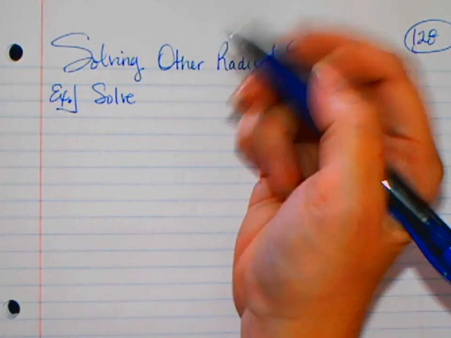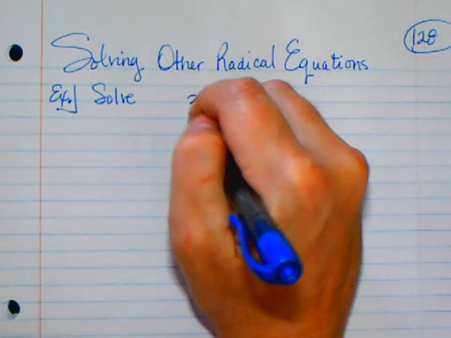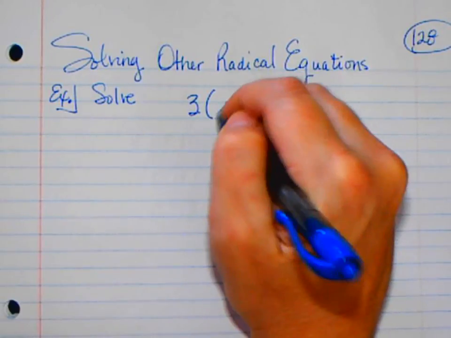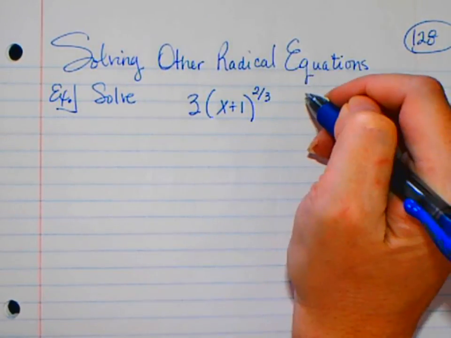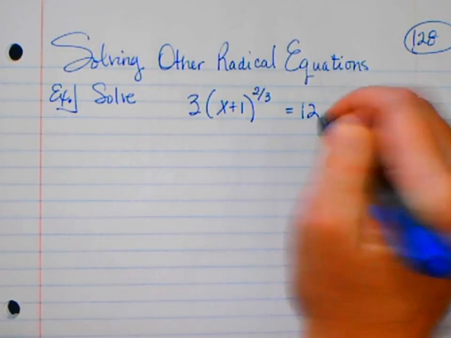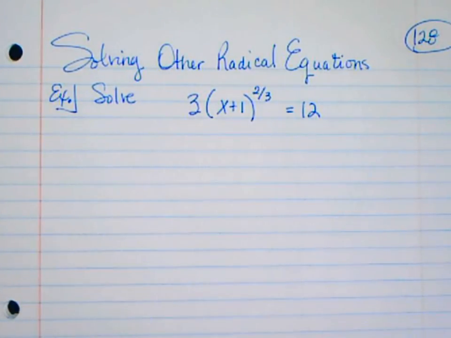Let's solve 3 open parentheses x plus 1 quantity raised to the 2/3 power equals 12. Now this is what I was talking about. It says solving other radical equations. Do you see a radical here? No. To be a radical equation, you have to have a variable under a radical. I don't even see a radical. So why am I calling it a radical equation?